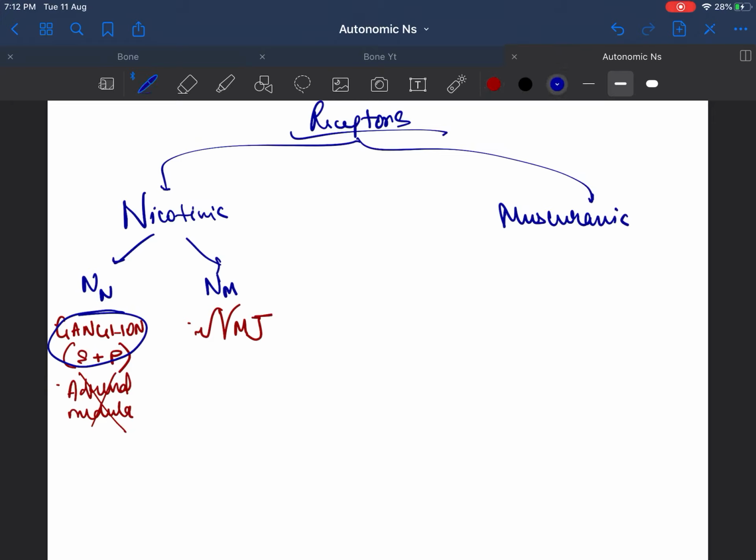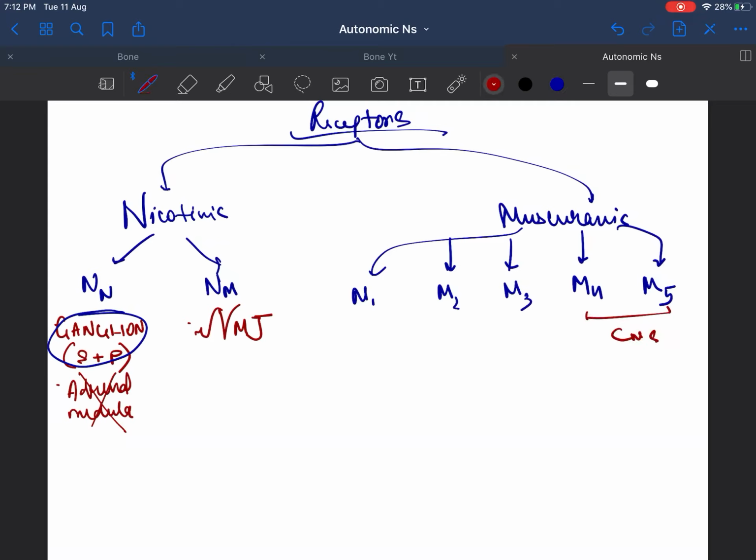Now the muscarinic receptors are of 5 types, but 3 are the basic ones which we have to know about: the M1, the M2, the M3, the M4, and the M5. M4 and M5 are not that important. Just remember that these are present in CNS. All of these are actually present in CNS.